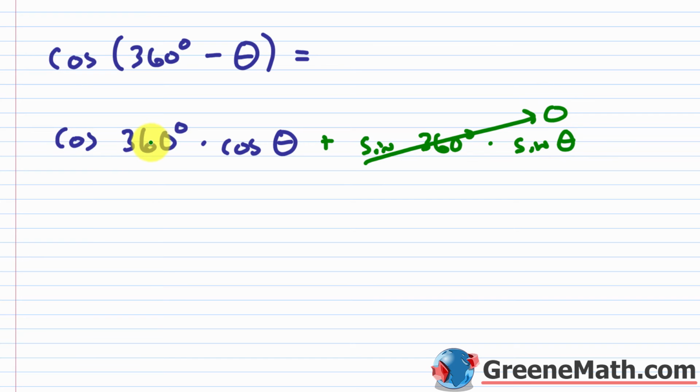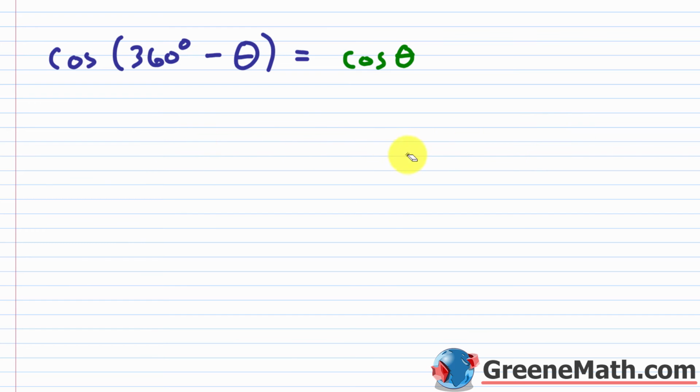And the cosine of 360 degrees is the same thing as the cosine of 0 degrees, and that's going to be 1. So you can get rid of this. This is a 1. So basically what you're left with here is 1 times the cosine of theta, which is just the cosine of theta. Okay, so that proves that little identity there. We can get rid of this and go back to this form.